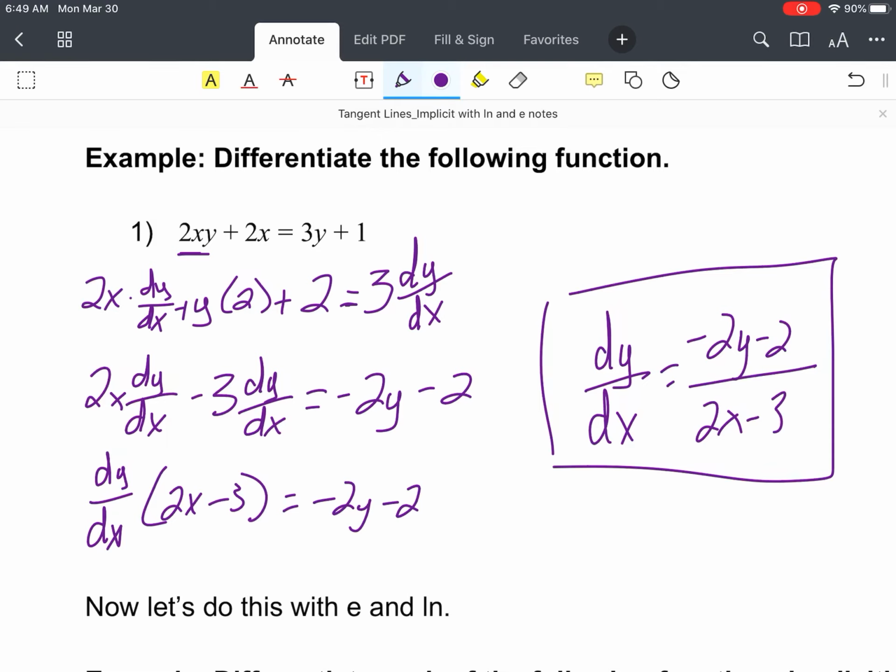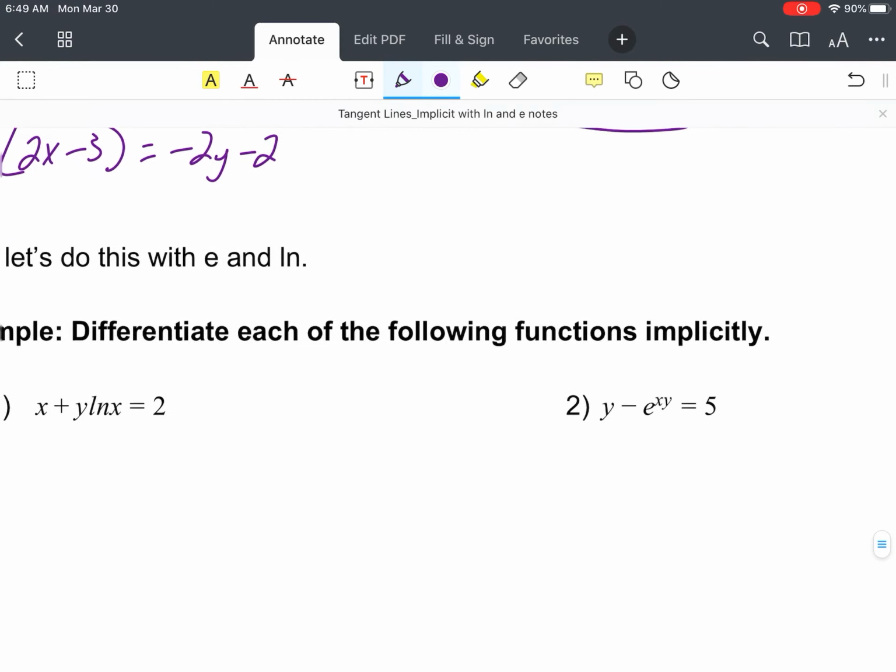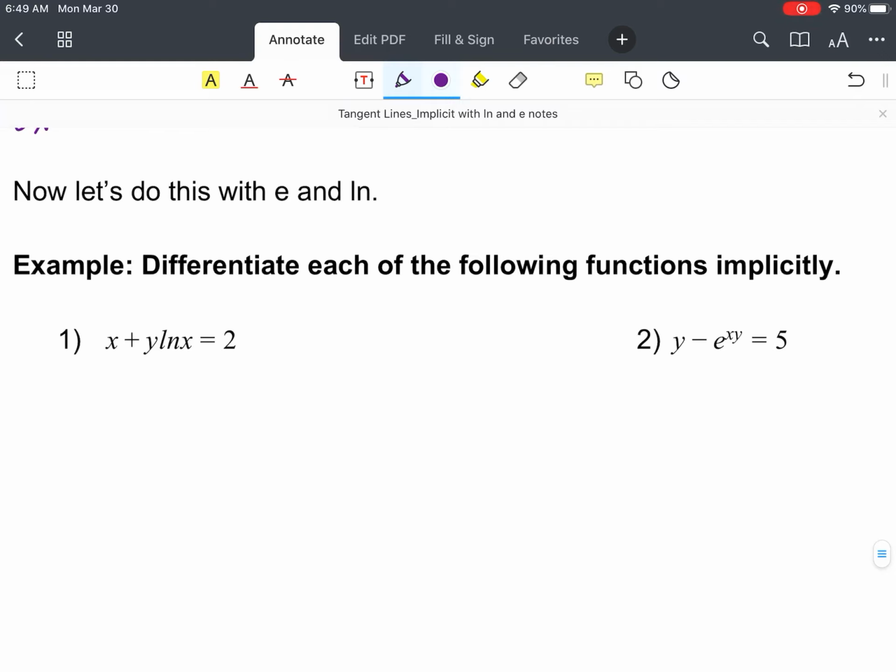So with implicit differentiation, you've got to take a derivative, then simplify and get all the dy/dx's on one side, factor out a dy/dx, and then divide the leftover stuff. So let's look at that with e and ln.